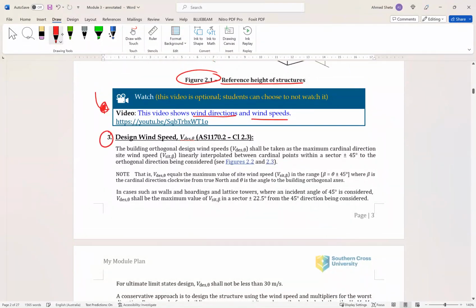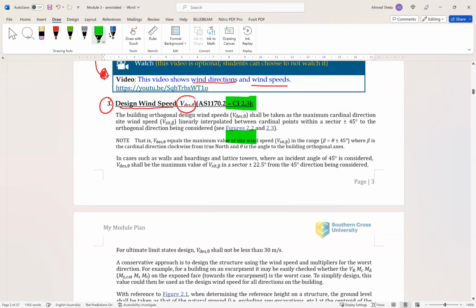The next point is design wind speed, V design theta. This can be found in clause 2.3 in the Australian standard. The building orthogonal design wind speed V theta shall be taken as the maximum cardinal direction site wind speed. So from the site wind speed, you have 8 speeds, and the V design will be one of them, linearly interpolated between cardinal points within a sector of plus or minus 45 degrees to the orthogonal direction being considered.